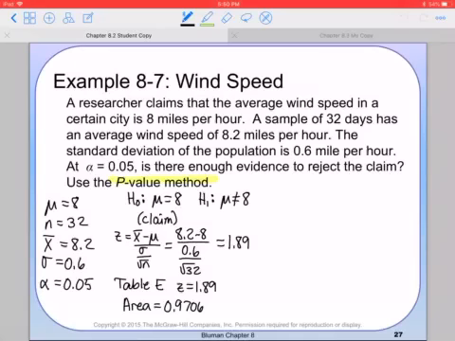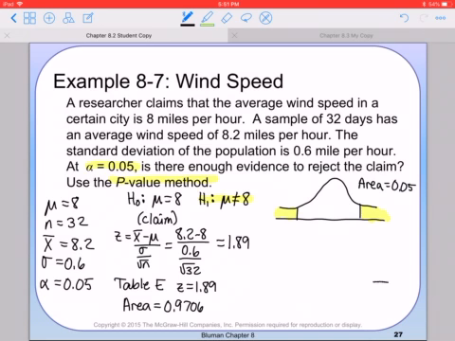Alright, so here we go. We're going to continue on with our example. Now, the alpha being 0.05, that means that that's going to get our bell curve. We have that the alternate hypothesis is a two-tailed test. So we need two tails here. And we know that total area for the shaded region is 0.05.